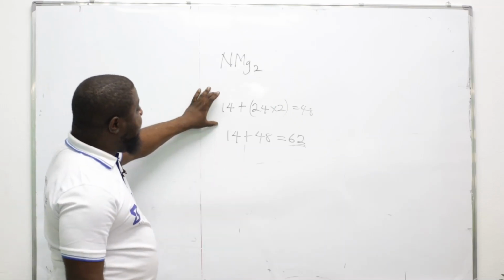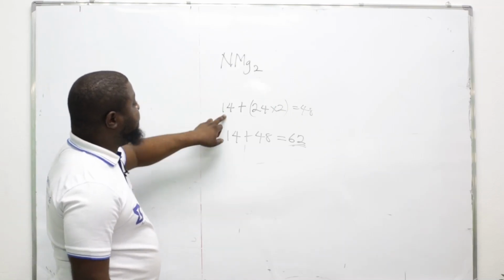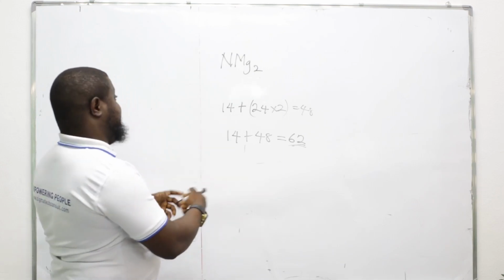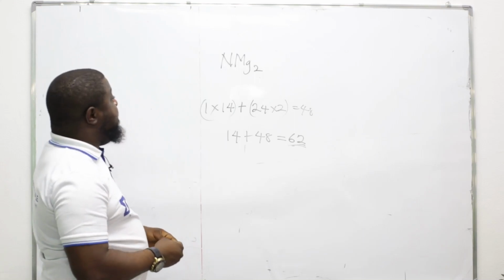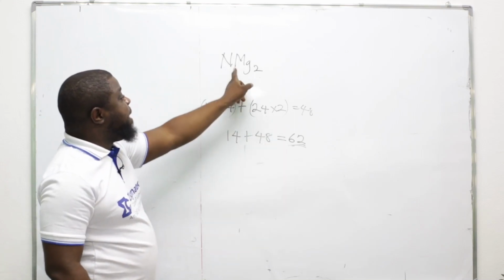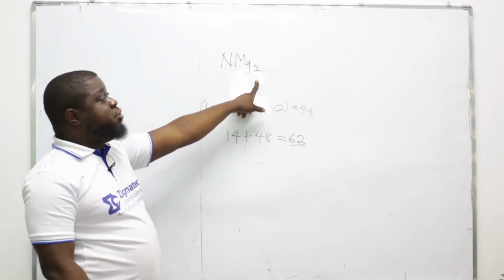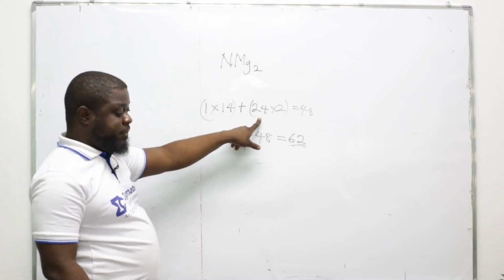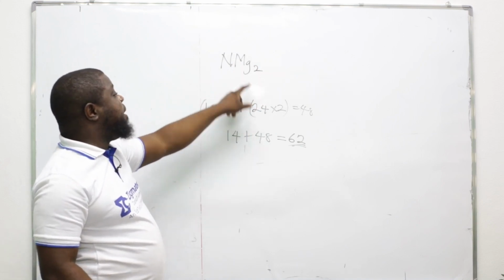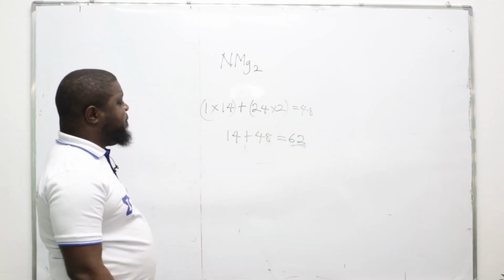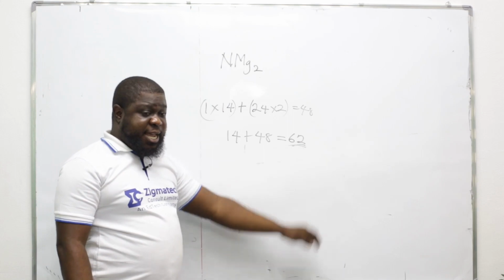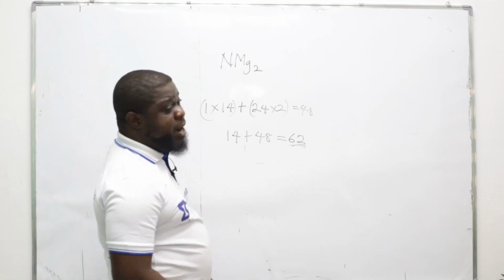In the empirical formula, nitrogen has 1, which is 14. So it's 1 times 14. You can still put 1 times 14 plus 24 times 2. Magnesium has 2 atoms, so it will be 2 times 24, because the mass number of magnesium is 24. It gave us 48. So it's 14 plus 48, which gives us 62. This is the formula mass. It must be gotten from empirical formulas.